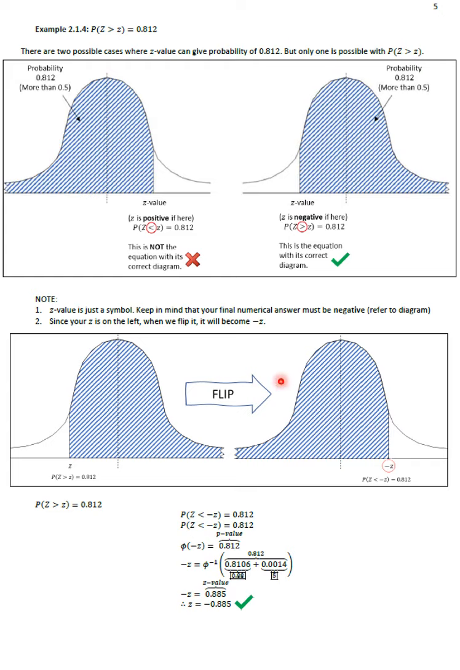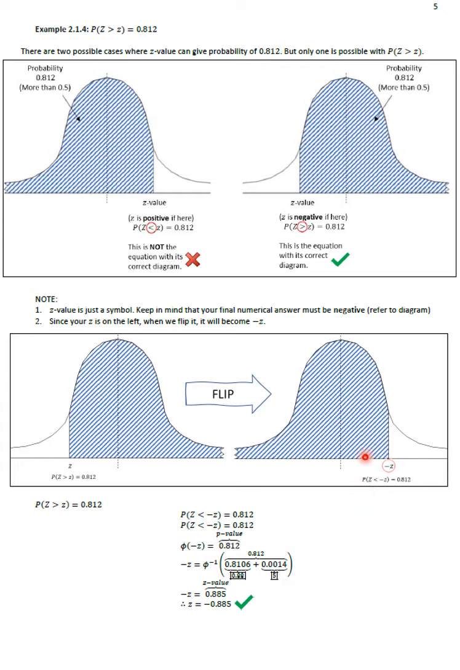Okay, so if you flip the diagram right here, your Z symbol should be negative Z. So that is very, very important. Don't worry about the value here. You should know that you should be expecting a negative value, right? So if you have negative here and then negative Z, double negative will give you positive.